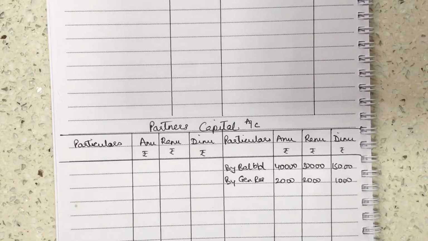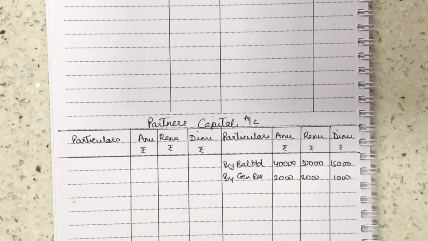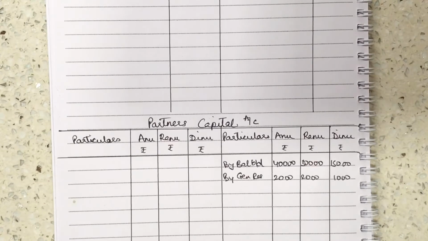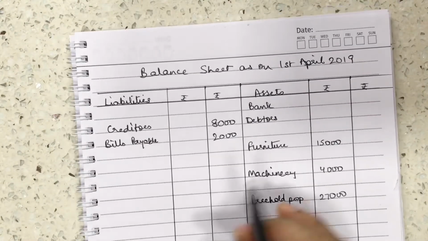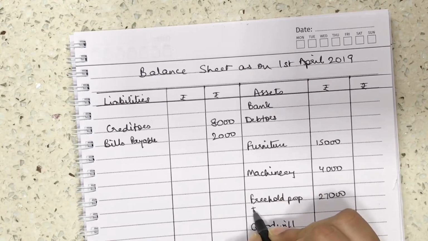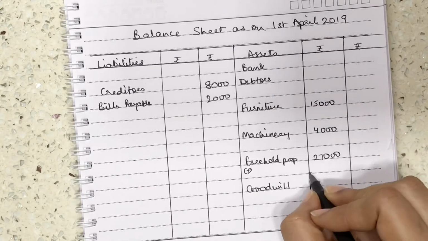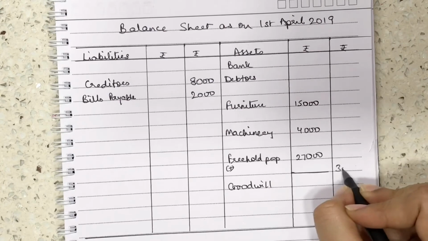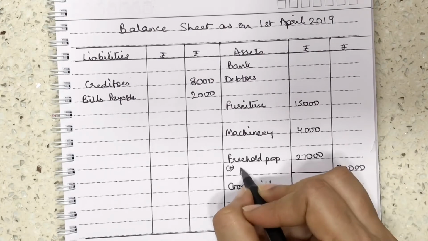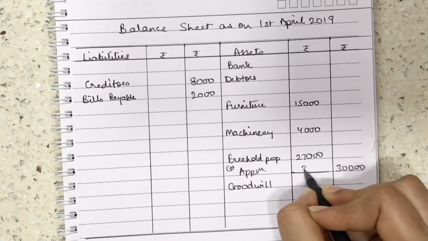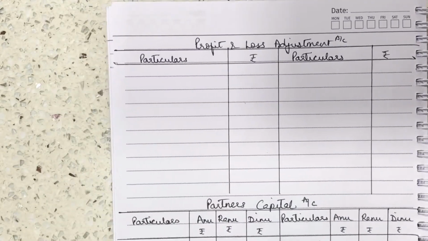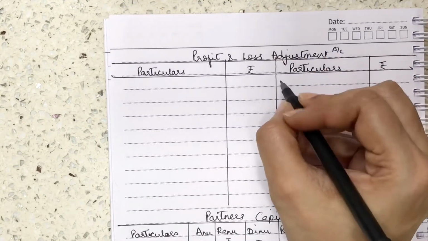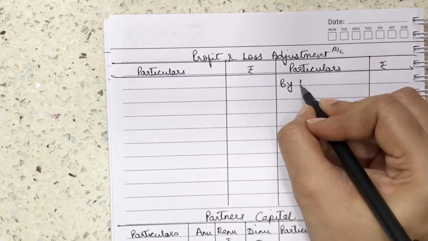Now after that they are saying Dinu retires from the firm on 1st April. Now the assets are to be revalued as, let's go to the balance sheet, freehold property. So there is appreciation because it is supposed to be 30,000 now. So outer column is 30,000. So right here appreciation 3,000. Okay. And second effect of appreciation will be on this side, by freehold property.